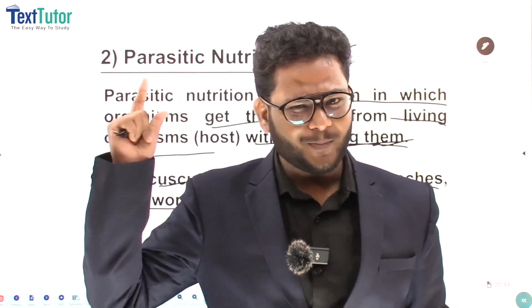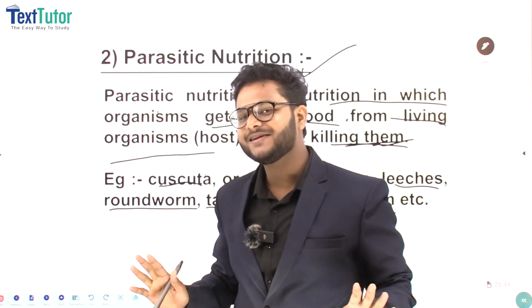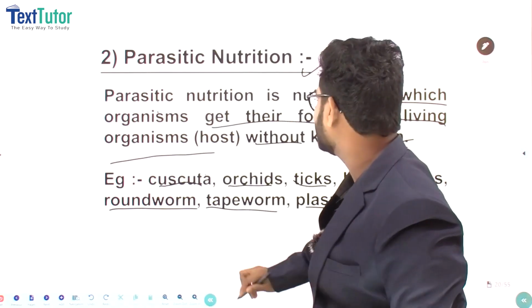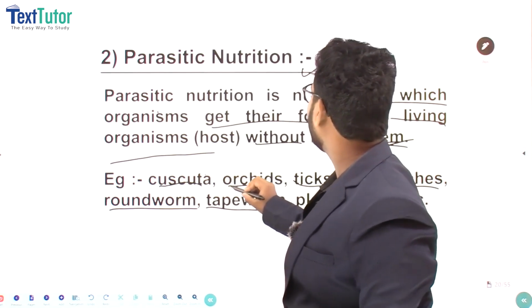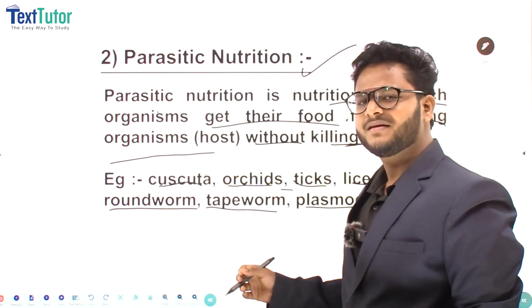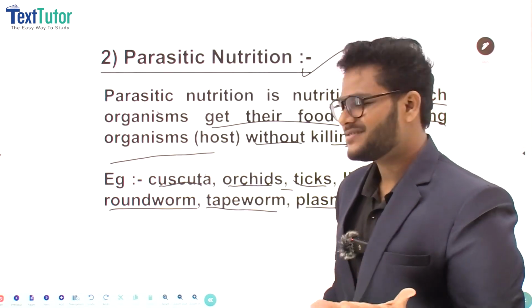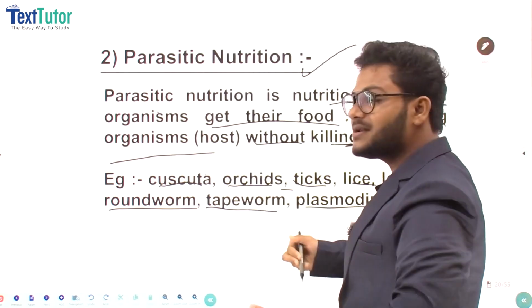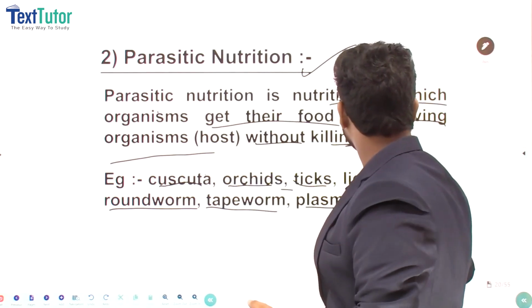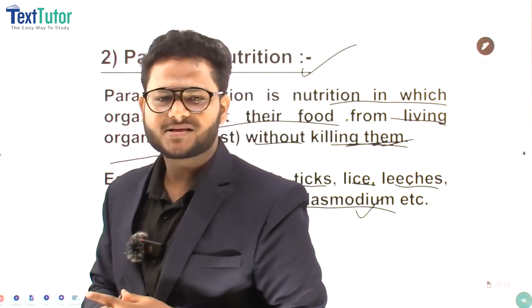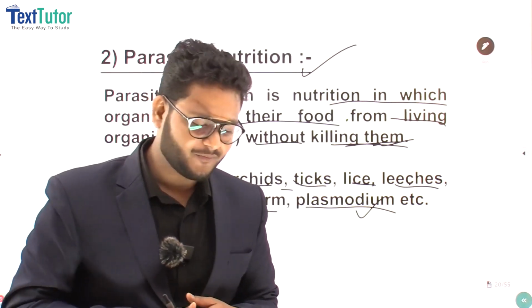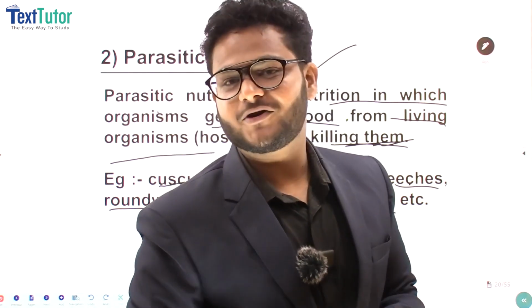Parasitic nutrition. So parasitic nutrition is clear for you, right? So that is all about parasitic nutrition. Now we have the examples: cuscuta, orchids, ticks. These are some insects. Okay, roundworm, tapeworm. This is inside our stomach. Then we have plasmodium. So these are the basic examples of heterotrophic nutrition. They are parasites. Second one is parasitic.